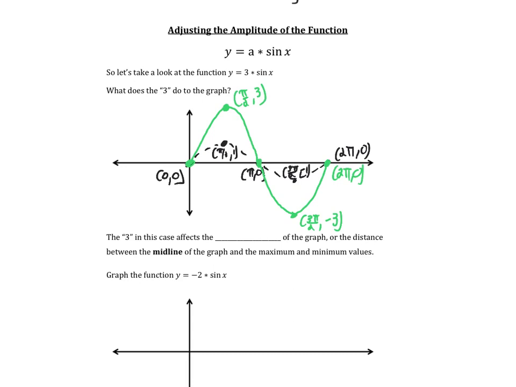So the black dotted graph is sine of x. That green one is 3 sine of x. That A really begins to stretch the graph vertically. So what we say in this case is that the 3 affects the amplitude. Okay, amplitude.